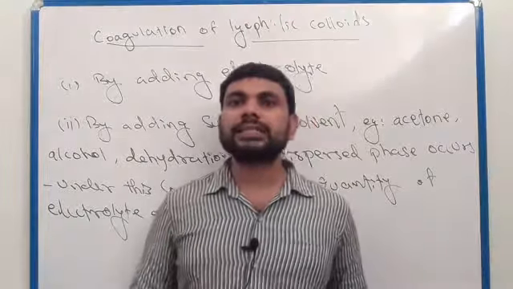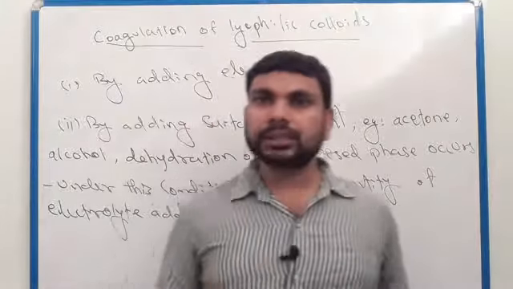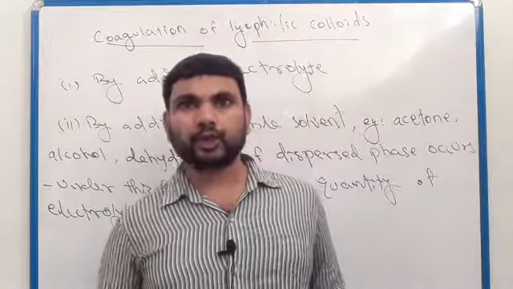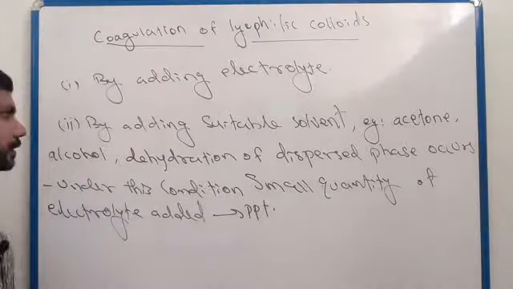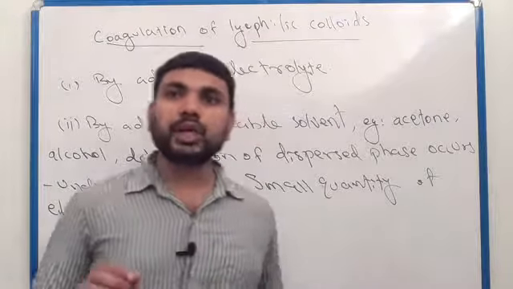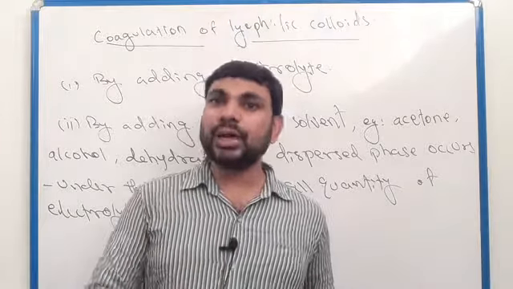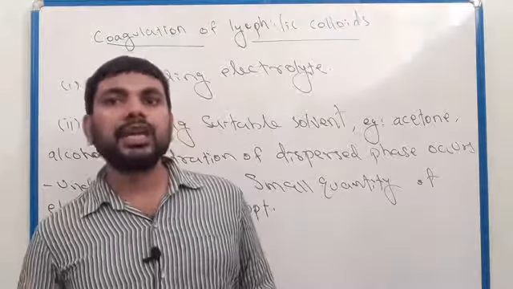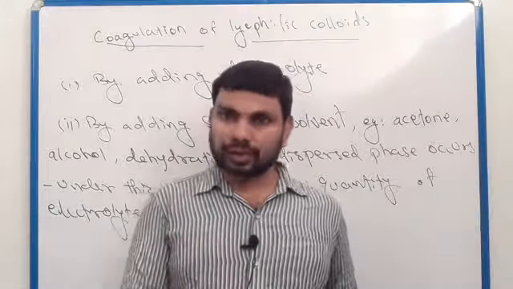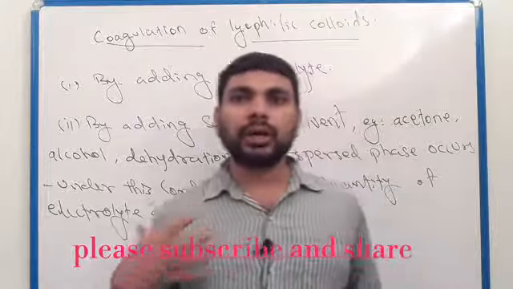We discussed coagulation of lyophobic colloid. Next we discuss coagulation of lyophilic colloid. There are two methods to coagulate lyophilic colloid. First, addition of a suitable electrolyte. Second, addition of a suitable solvent, for example acetone or alcohol. After addition of a suitable solvent like alcohol or acetone, dehydration of the dispersed phase happens. After this process, we add a small quantity of electrolyte. Then the colloidal particles get precipitated.